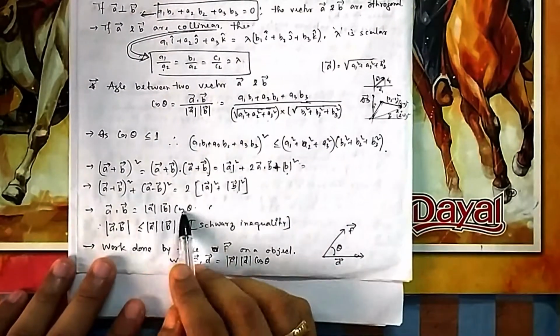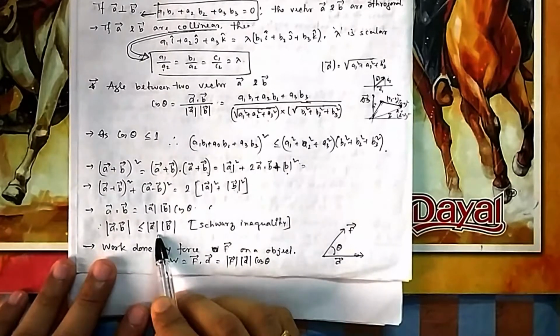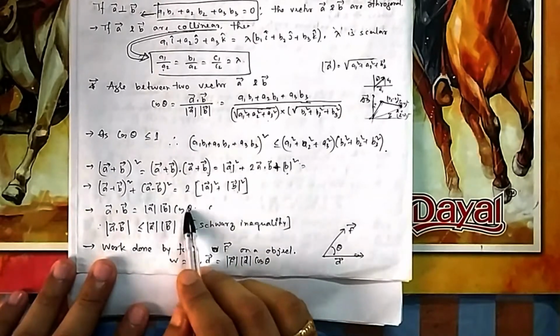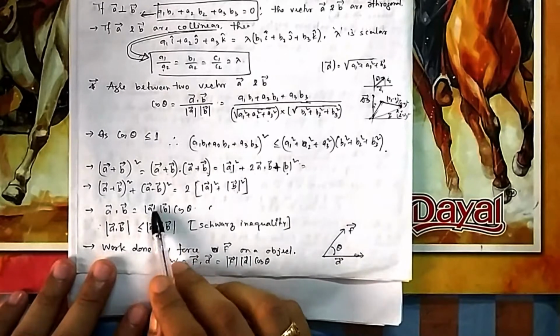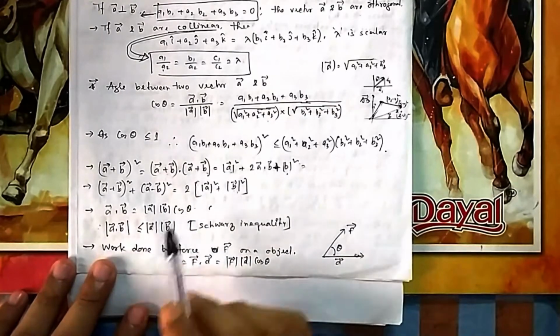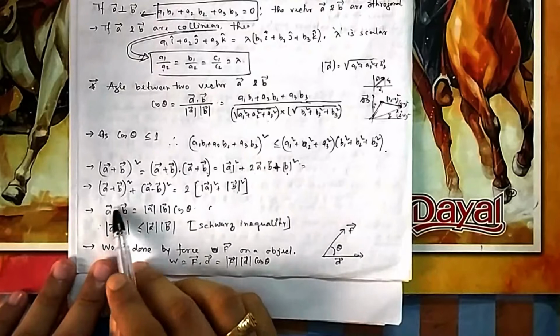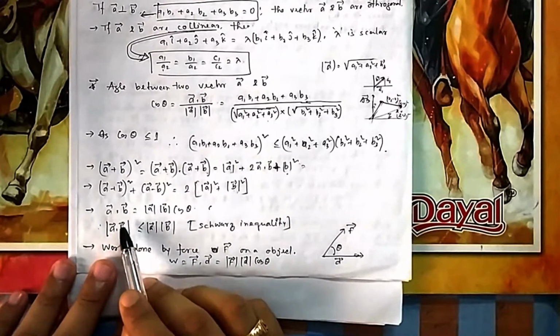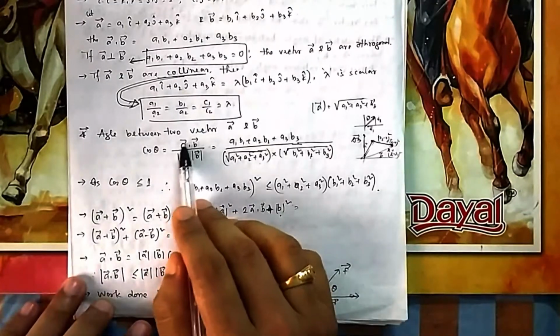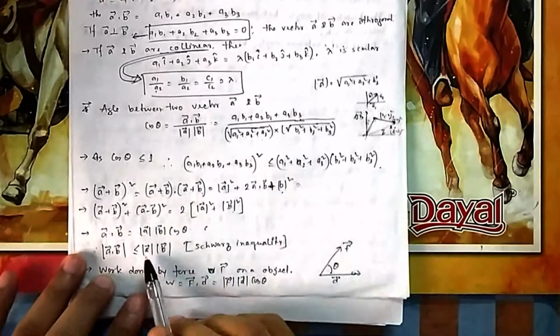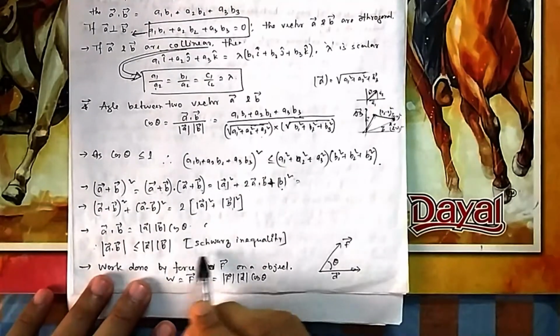So a dot b is ab cos theta. That means magnitude of a dot b will always be less than or equal to magnitude of a times magnitude of b, because cos theta is always a fraction. So you multiply by a fraction, and they are equal only when cos theta is 1. So the numerator should always be less than the denominator. That is also known as the Schwarz inequality.